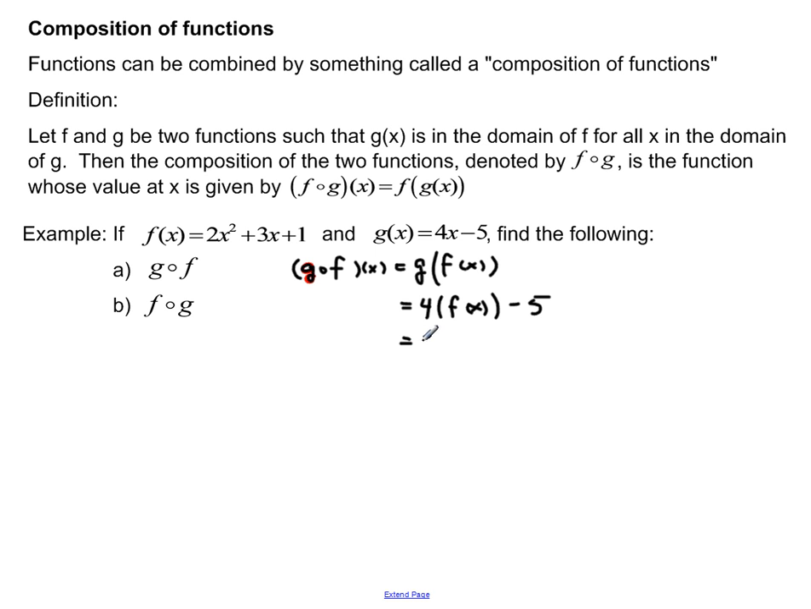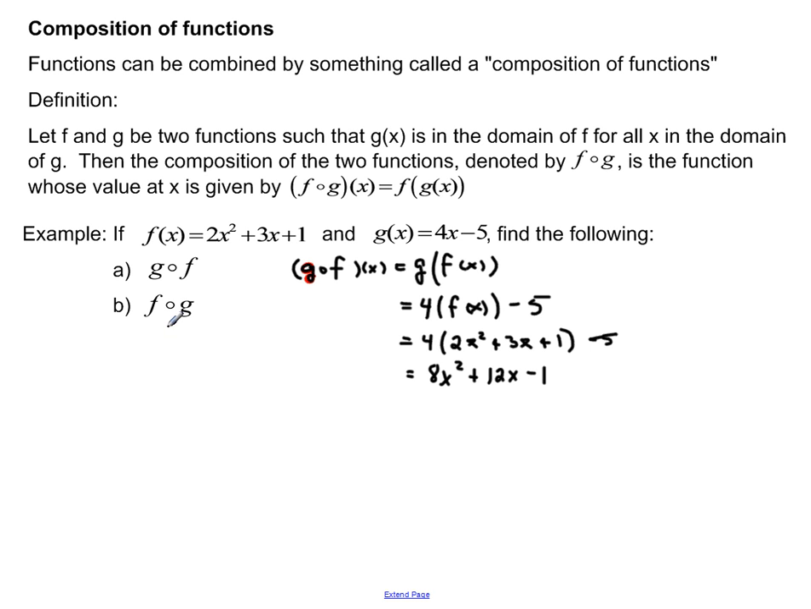Well, f of x, of course, is the function 2x squared plus 3x plus 1. So we're going to multiply that by 4 and then subtract 5 from it to get our result. This, when simplified, so this simplifies as 8x squared plus 12x plus 4 minus 5, which is minus 1. All right, so this is g of f of x.